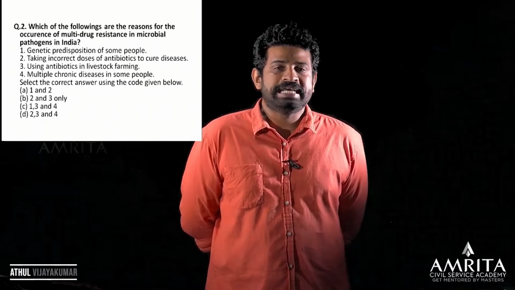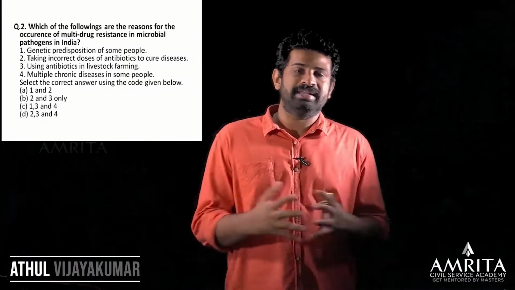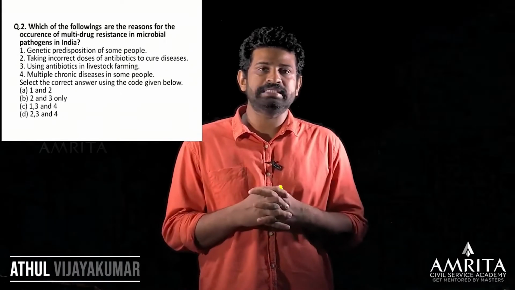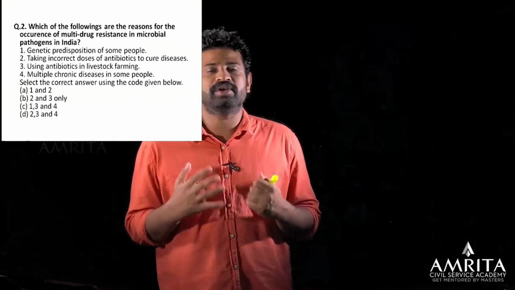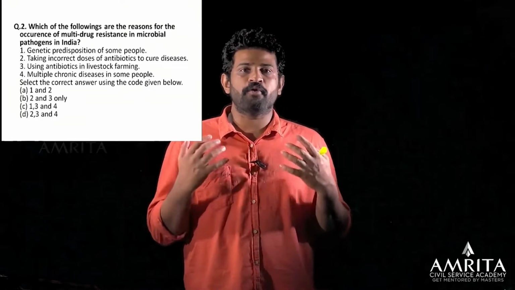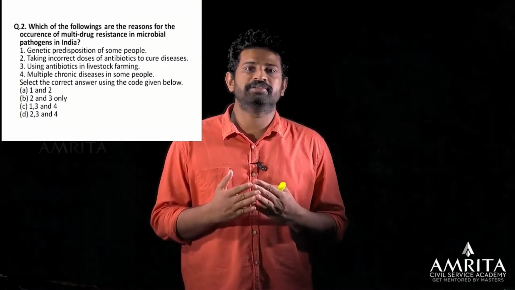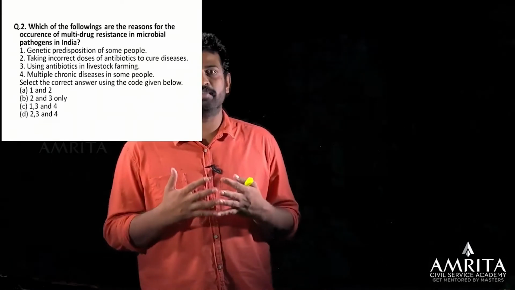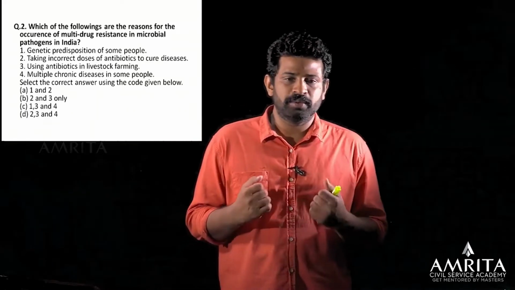So that was about Denisov and how you can arrive at the right answer. So now let's move to the second question. This is a question on multi-drug resistance. Which of the following are the reasons for the occurrence of multi-drug resistance in microbial pathogens in India? That is the question.